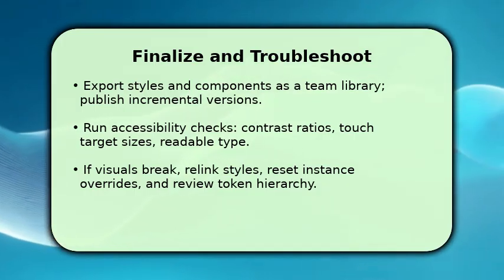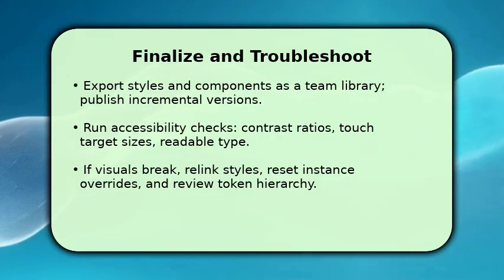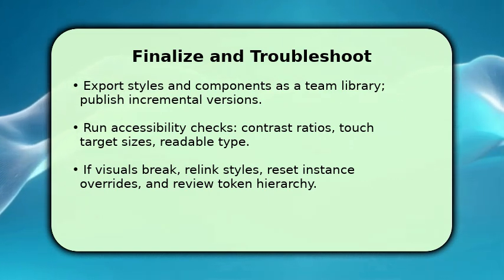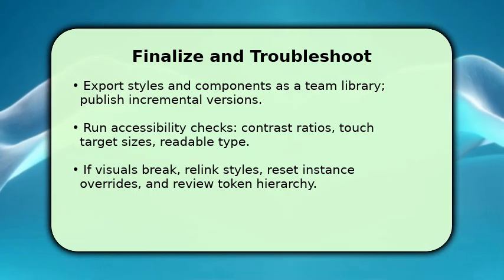If something breaks, relink the broken styles first, then reset instance overrides to inherit token updates. If problems persist, examine the token hierarchy for unintended local styles. This workflow keeps your Material 3 implementation predictable and easy to update across screens.